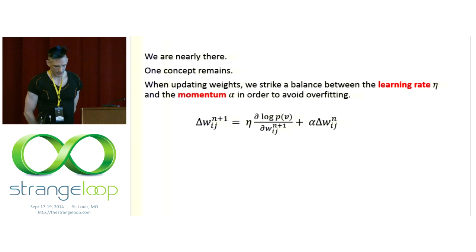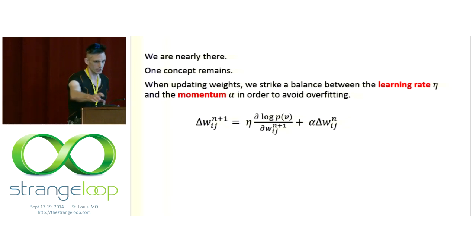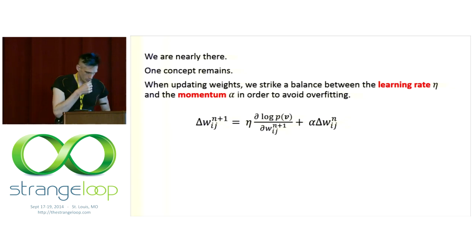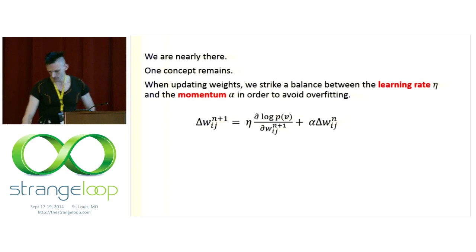So that's what it looks like. This is what the formula looks like. It's really quite nice and simple. This log derivative is the weight update from the outer product, and the alpha times delta Wn is a weighted sum of your previous work.